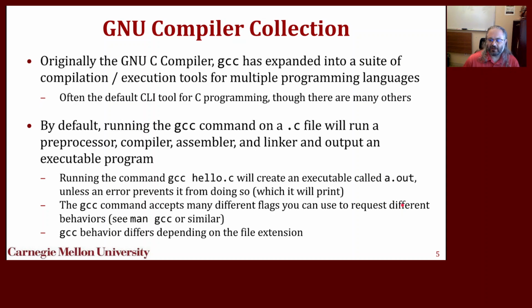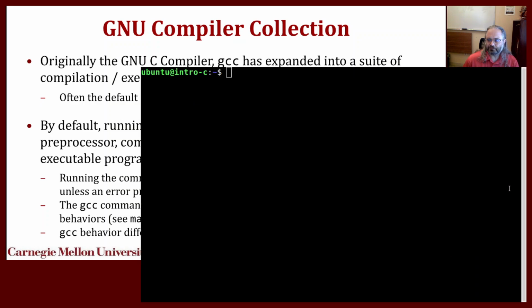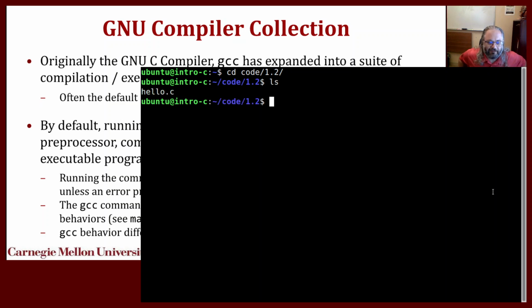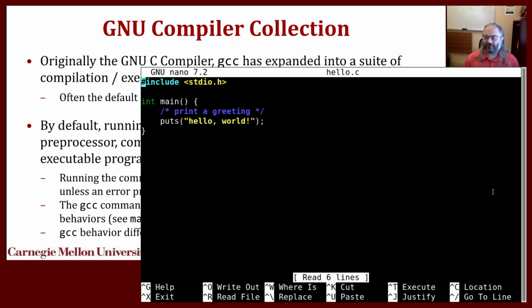So if we actually open up a terminal and go into the code for this module, 1.2, we can see that I have the source code of our hello.c file here. I can open this and verify that this is exactly the same as what was shown in the previous slide. So I have the hello world program. I have included the standard IO library.